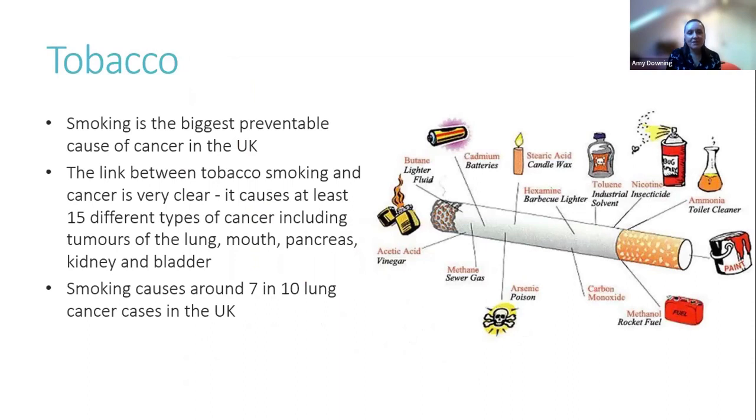So I'm sure everyone knows that smoking is one of the biggest preventable causes of cancer. And the link between smoking and cancer is really very clear now. It causes at least 15 different types of cancer, and not only lung, but causes mouth cancer, pancreatic, kidney, bladder cancer. And it's estimated that smoking causes around 7 in 10 lung cancers in the UK.